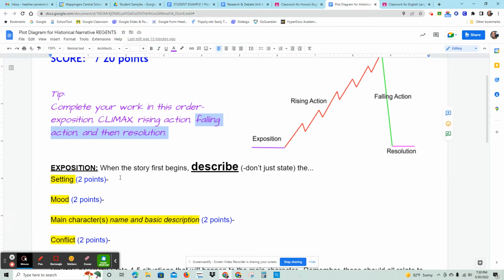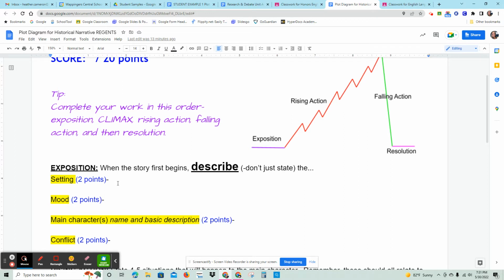For the exposition, it's very important that you focus on the beginning of the story. What is all the background information that the reader needs to get? So we need to know the setting. In order to get full credit here, please don't just state the setting. Don't just state a time and place that the story is going to begin in, but describe it.